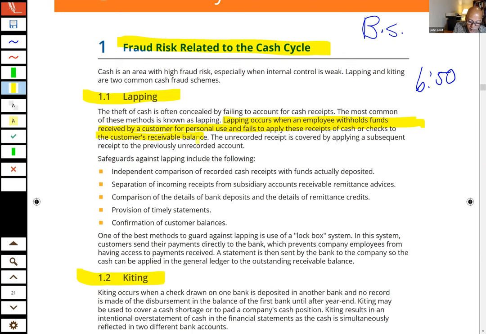While they're trying to win this money back, what happens is they apply subsequent receipts to the previously unrecorded amount. And again, the hope is that eventually they're going to catch this thing up. And then, of course, the whole thing collapses on them when they're not able to catch up.